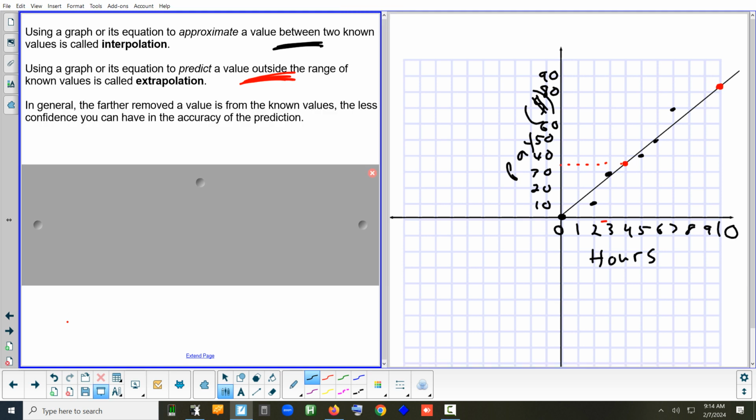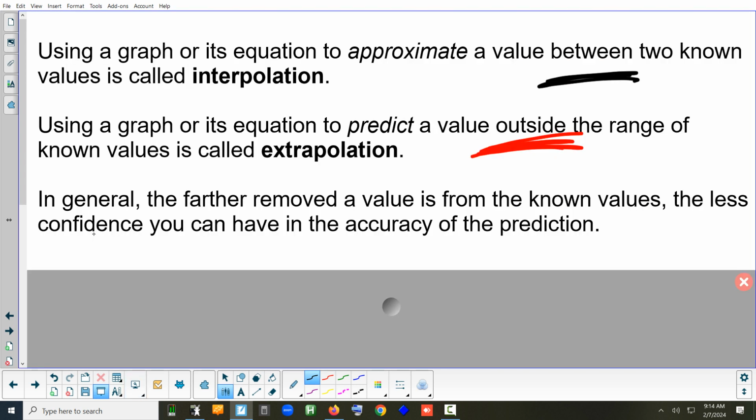Right. So any question on those 2 things? And that's what I say in your guided notes. In general, the farther away that you try to make a prediction, the less confidence that you can have in it. You can't really predict the weather a month or a year from now. There's just no way you can really know. But 2 hours from now, yeah, you could do that pretty reliably. Right. Any questions on it?